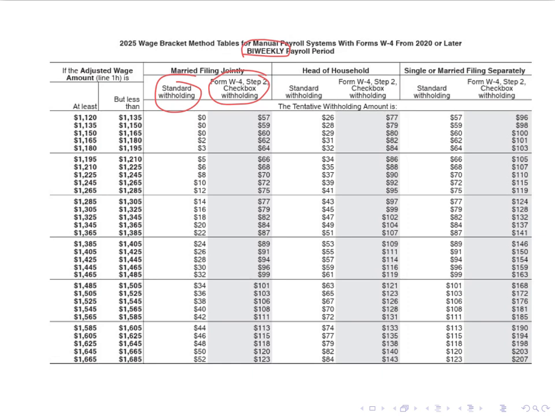So we're going to just focus on standard withholding for these problems. So we're not going to really worry about this step here. So we're just going to assume everyone is filing standard. And then over on the left, we have the adjusted wage amount, which again, we're not going to worry about. So just the wage amount. And it has at least and then but less than. So we need to find where our dollar amount comes into play in these tables.